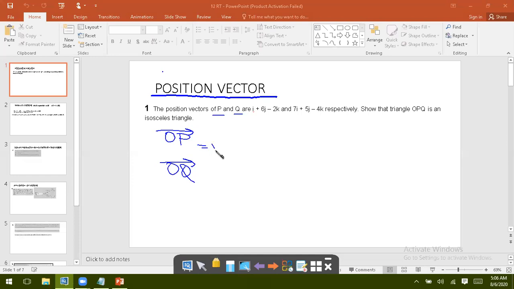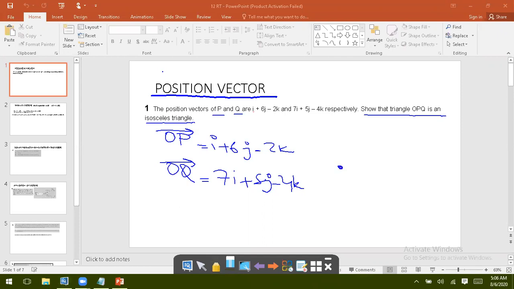All right, so what is the next question? Show that triangle OPQ is an isosceles triangle. Basically, if I want to sketch this as a draft, how will we sketch this triangle? If it's three-dimensional, you cannot place it on the coordinate graph. So I will just imagine, let's say this is the origin, this is P, and then say this is Q. So OP and OQ is given.